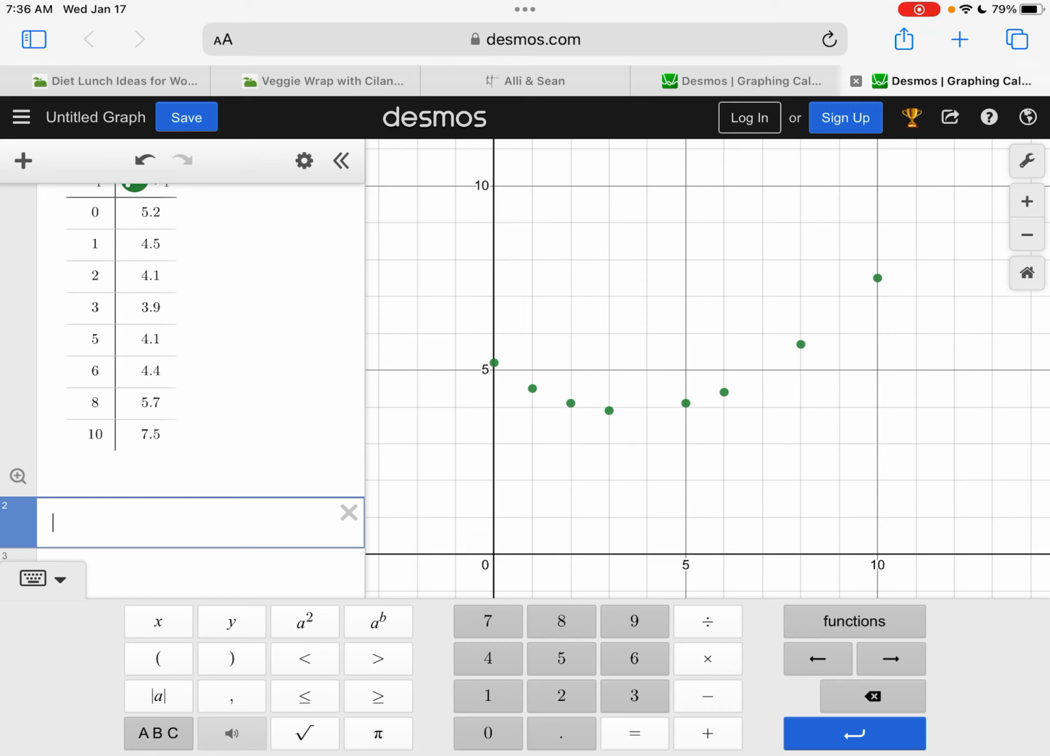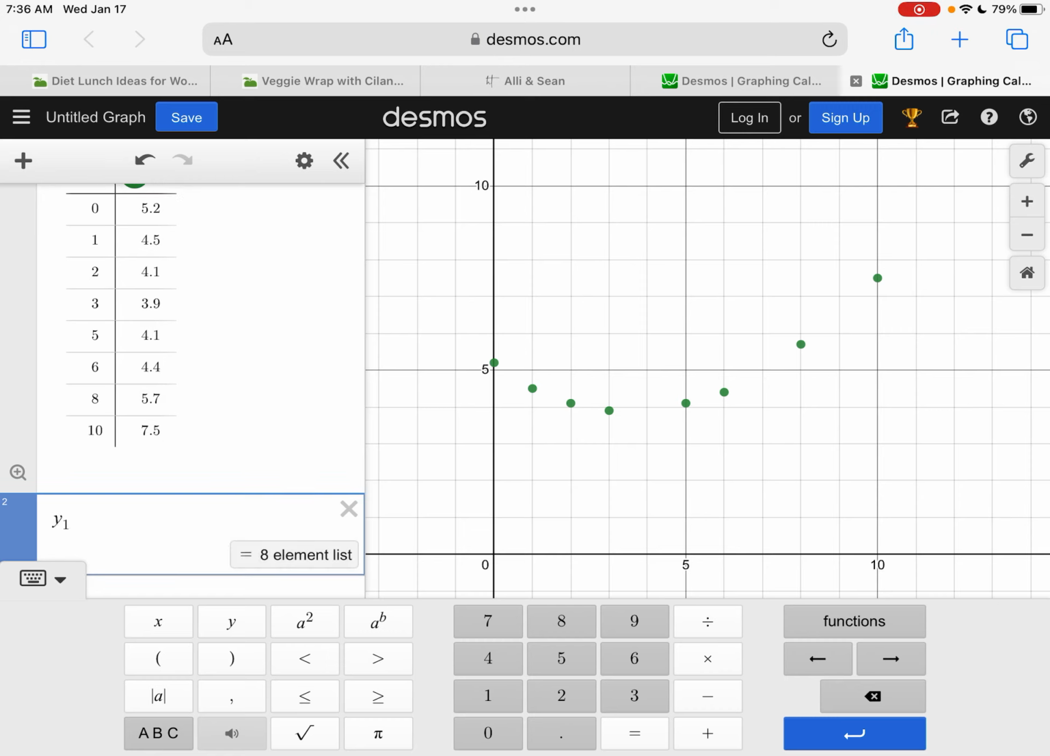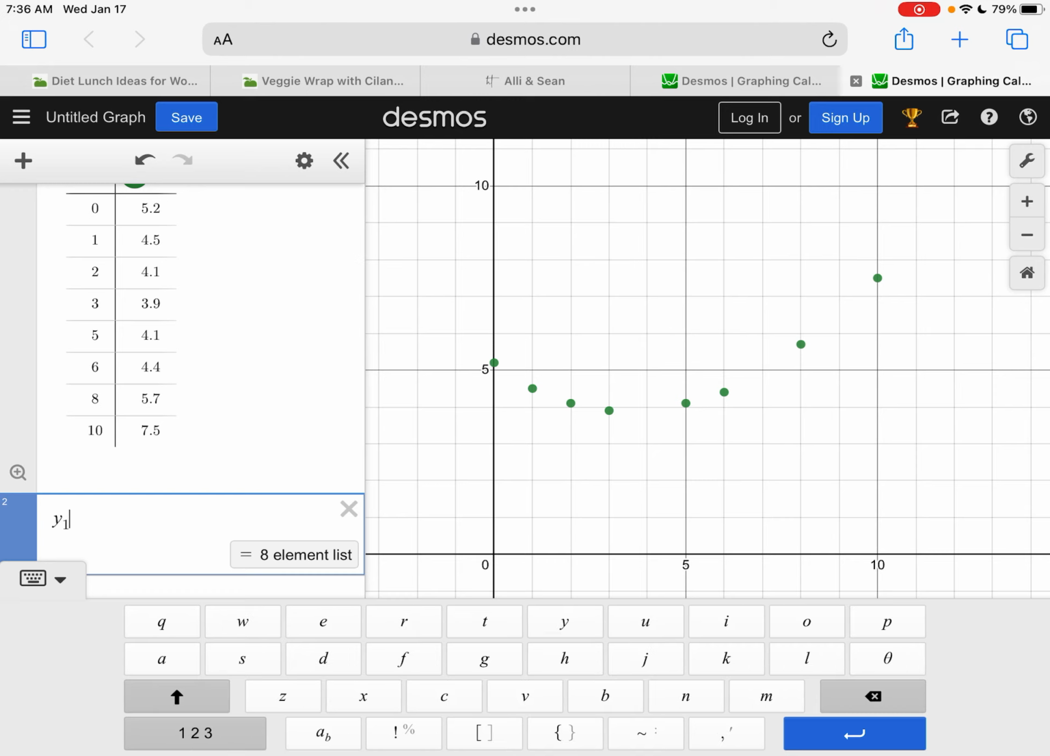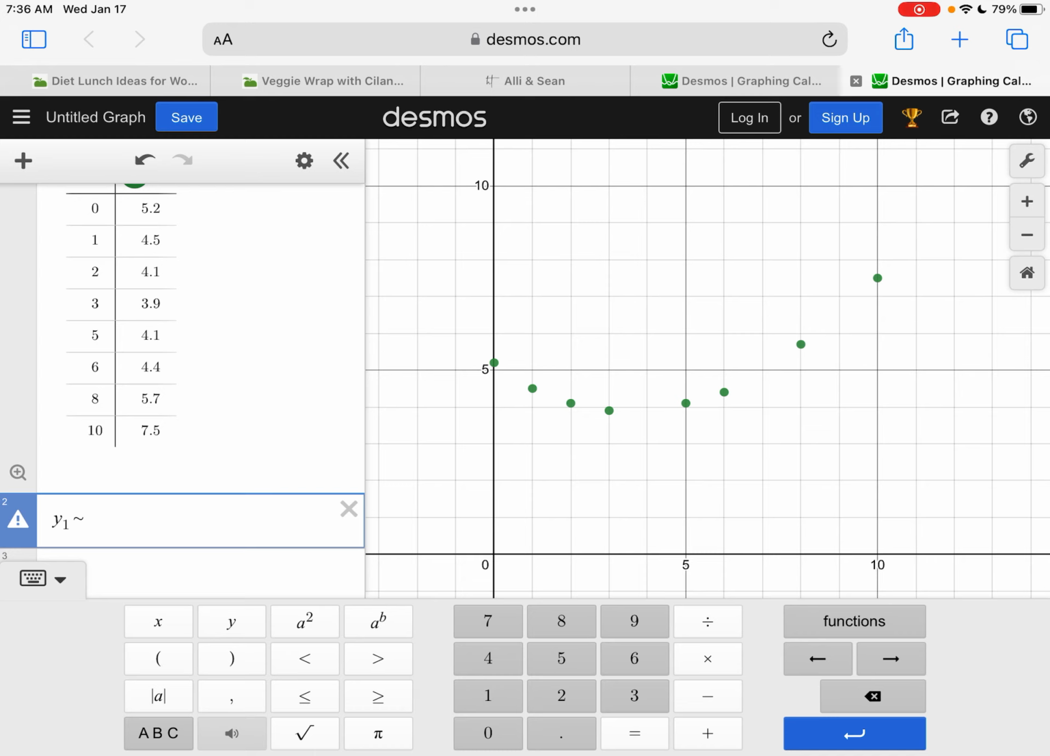So what I'm going to do is type in y1, and then we're going to use the little squiggly line. I'm going to see if I can find it in here. It's right down here, that squiggly line. It's called a tilde, actually. And now what we're going to do is type in the function that we think is the best fit for the scatter plot. So we had said we thought a quadratic model would be best because this scatter plot has both decrease and increase intervals.